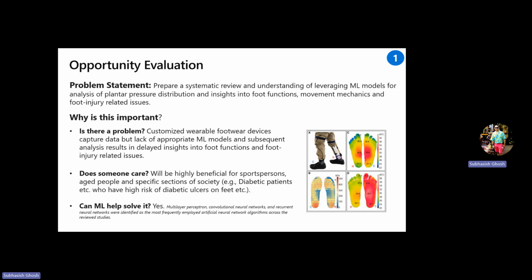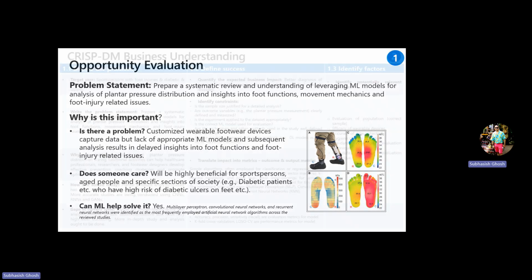Can ML help solve it? Yes. So there are multiple ways you can solve this. Some of the approaches in the classic ways basically use simple machine learning methods. But recent research has shown that ANNs, artificial neural networks, specifically different types, including multi-layer perceptron models, convolutional neural network models, and recurrent neural network models, are the most frequently employed artificial neural network algorithms across the recently reviewed studies.